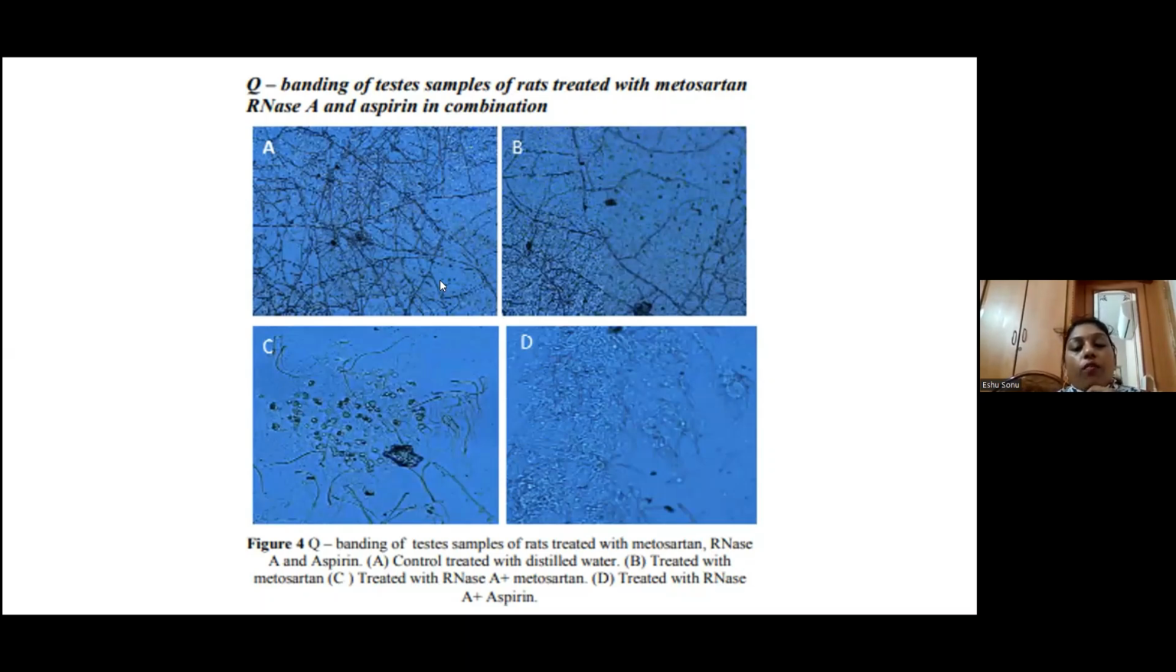And C, if you go for RNase plus metosartan, you can see the nucleosome disposal, which indicates cell division or gene expression. And the last one is treated with RNase and aspirin, where you can see total fragmentation and formation of apoptotic bodies, similar to that of the metosartan, but more compared to metosartan.